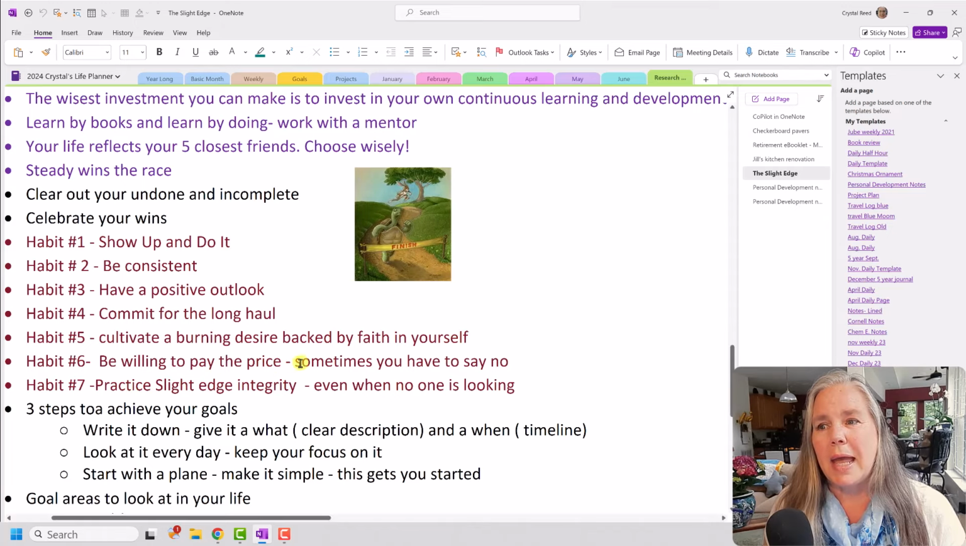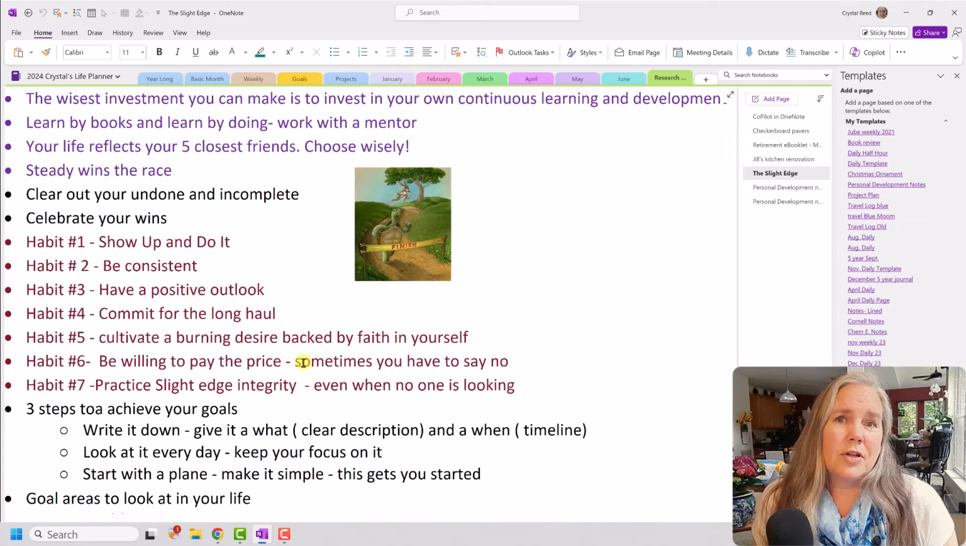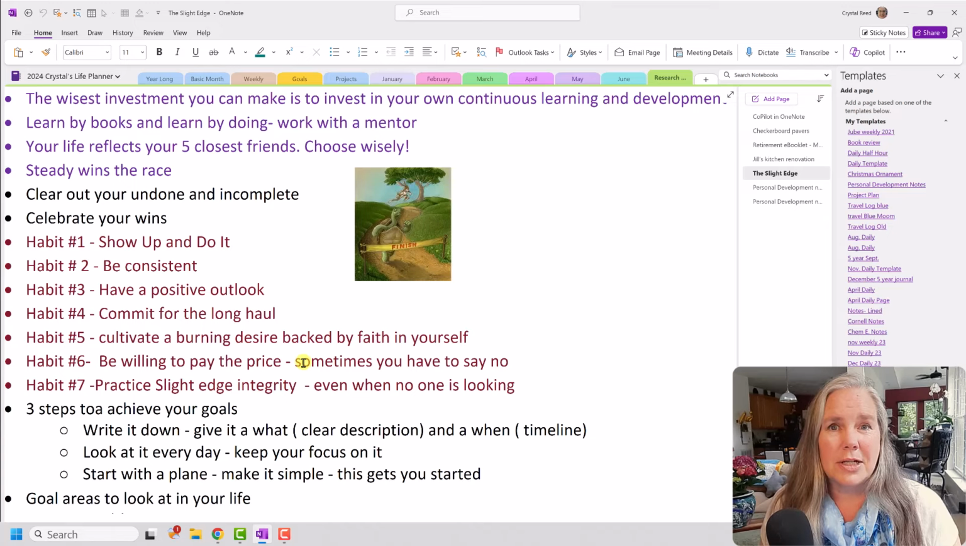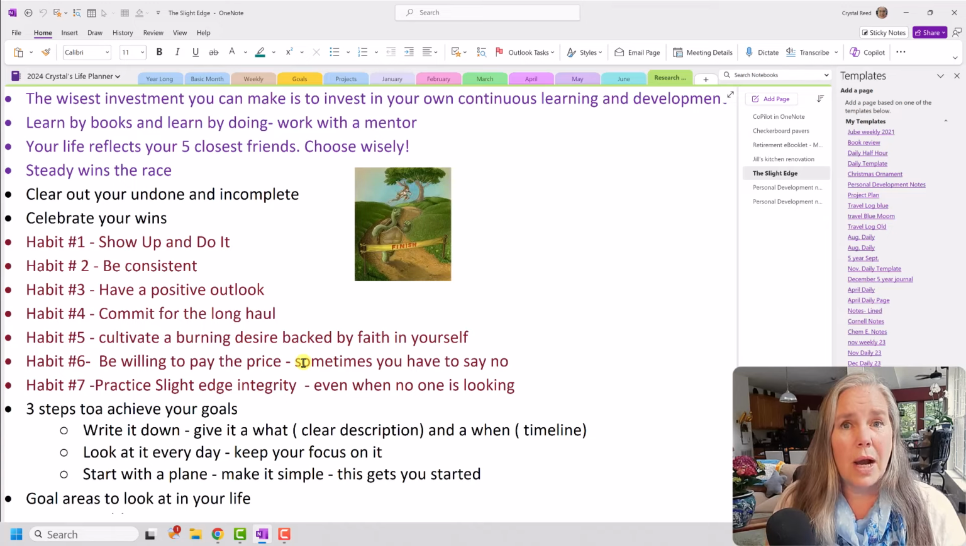Number 6, be willing to pay the price. Sometimes you have to say no. You might say, well, yeah, I'd love to go shopping with you this afternoon, but I really need to get this exercise in. So could we do it after that? Or, I'm not going to be able to go this weekend because I have these other projects to work on, that I've already made that commitment to myself. Sometimes you have to say no. And it's not easy to say no. And you don't have to really give an excuse for why you can't do something. You simply can just say, no, I can't fit that into my schedule right now. I have other commitments that I have made. They don't know that they're to yourself. It doesn't matter. You're just not going to be able to do it.